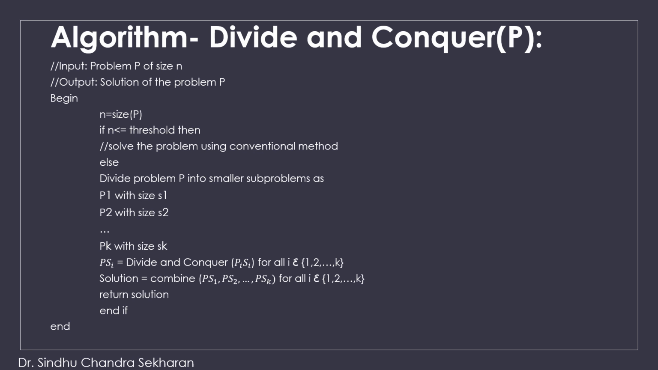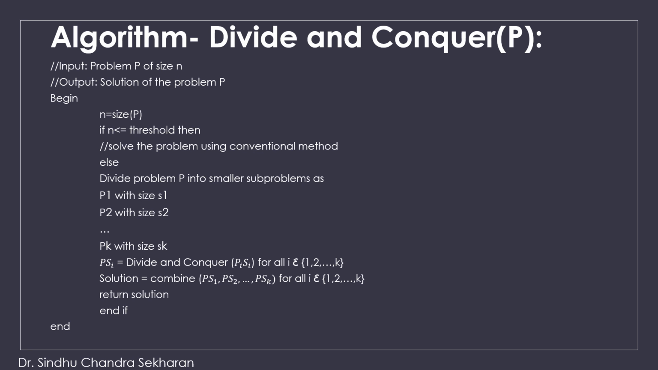So this is the general algorithm for the divide and conquer strategy. Whenever we have an algorithm, it has an input and it has an output. So this algorithm takes problem P of size n as the input. You may imagine sorting n numbers or searching a number in n numbers, where the size is n. So what is going to be the output? The output is the solution of the problem.